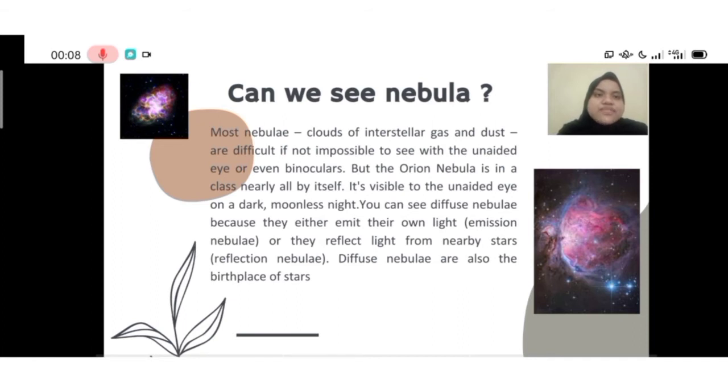You can see diffuse nebula because they either emit their own light, emission nebula, or they reflect light from nearby stars, reflection nebula. Diffuse nebula are also the birthplace of stars.